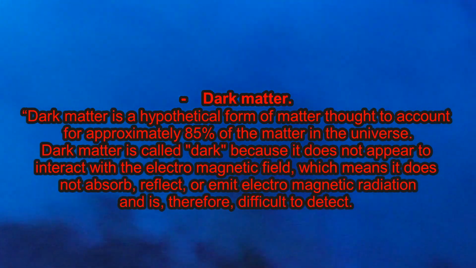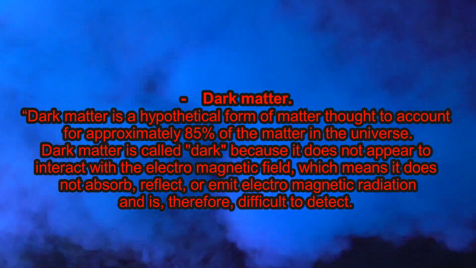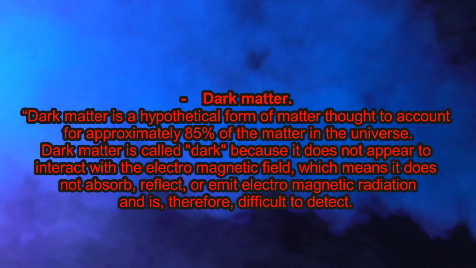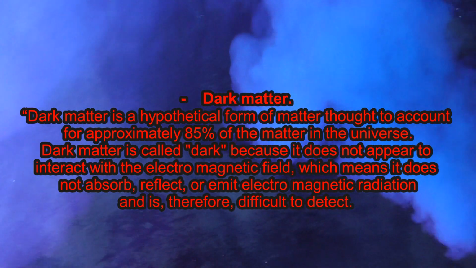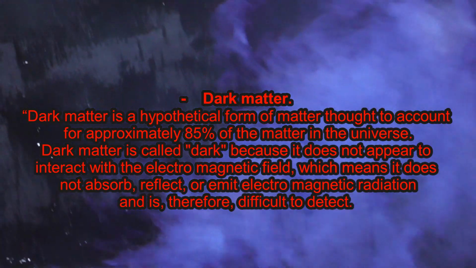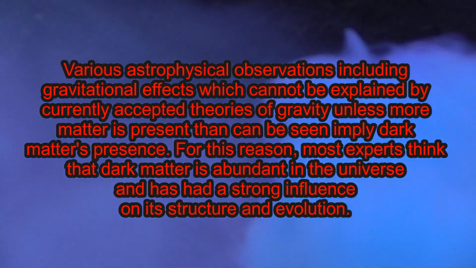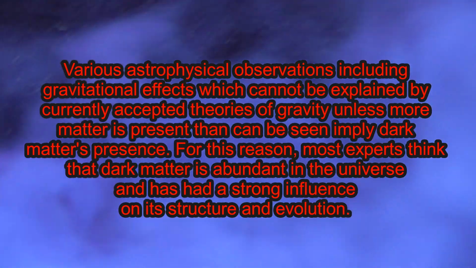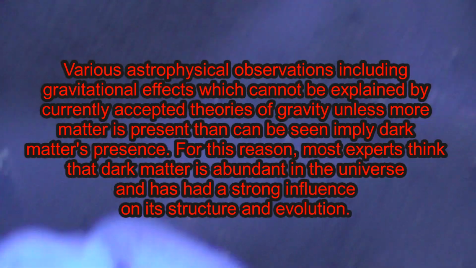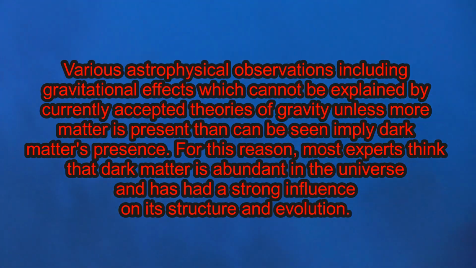Next, dark matter. Dark matter is a hypothetical form of matter thought to account for approximately 85% of the matter in the universe. Dark matter is called dark because it doesn't appear to interact with the electromagnetic field, which means it doesn't absorb, reflect, or emit electromagnetic radiation and is therefore difficult to detect. Various astrophysical observations, including gravitational effects which cannot be explained by currently accepted theories of gravity unless more matter is present than can be seen, imply dark matter's presence. For this reason, most experts think that dark matter is abundant in the universe and has had a strong influence on its structure and evolution.